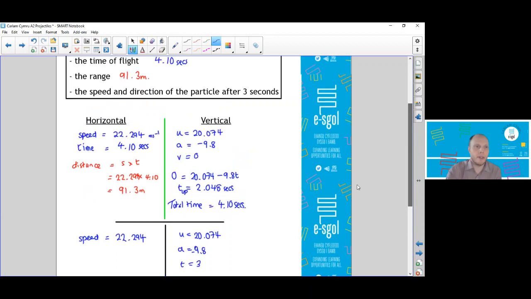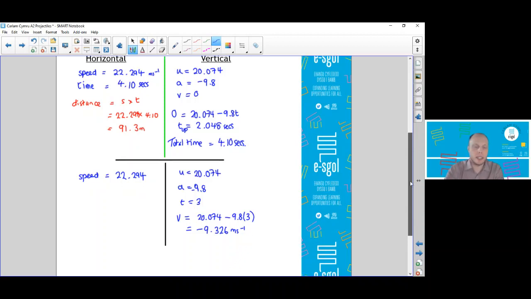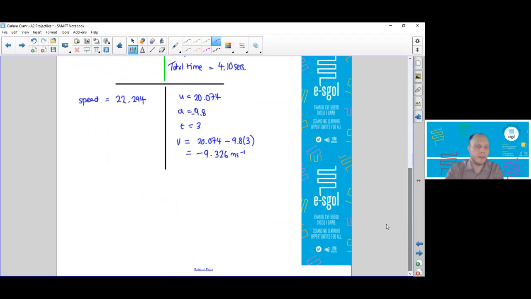Now we are interested in finding the speed and the direction. So I want to work out V. So I'm going to use V equals U plus AT for that. Okay, so that's 20.074 minus 9.8 lots of 3. And that tells me that the velocity is minus 9.326, which just proves what I said, that it is on its way back down. A negative velocity in this case means we are falling.